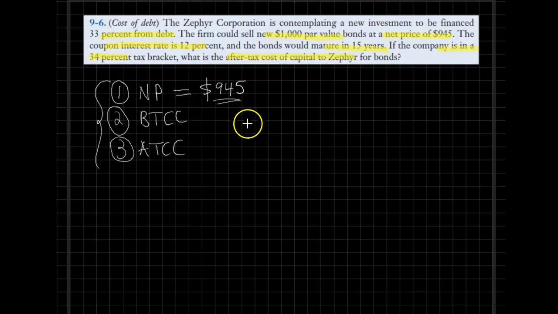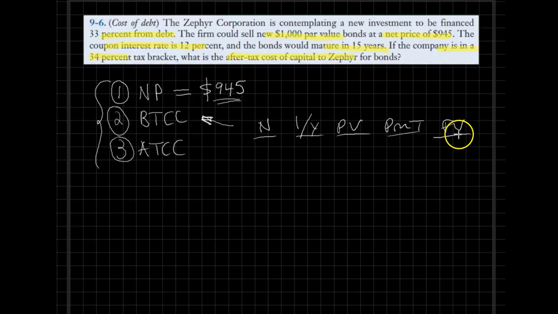Regarding step 2, we will simply use our financial calculator, the third row of our calculator, so let's go ahead and do that. I reproduce the third row from my calculator. I know this is a 15-year bond, and the question is to figure out the before-tax cost of it, so I will put a question mark here. The net price here would be $945. This bond has a 12% coupon rate, meaning payments will be $120, and the face value is $1,000.